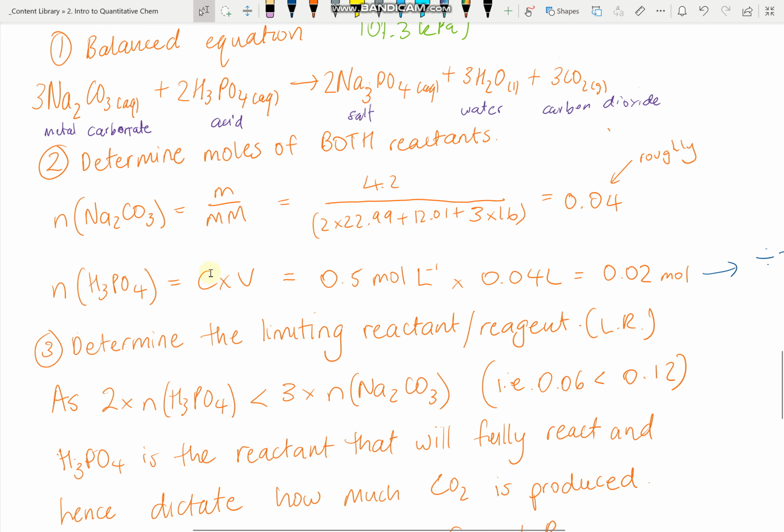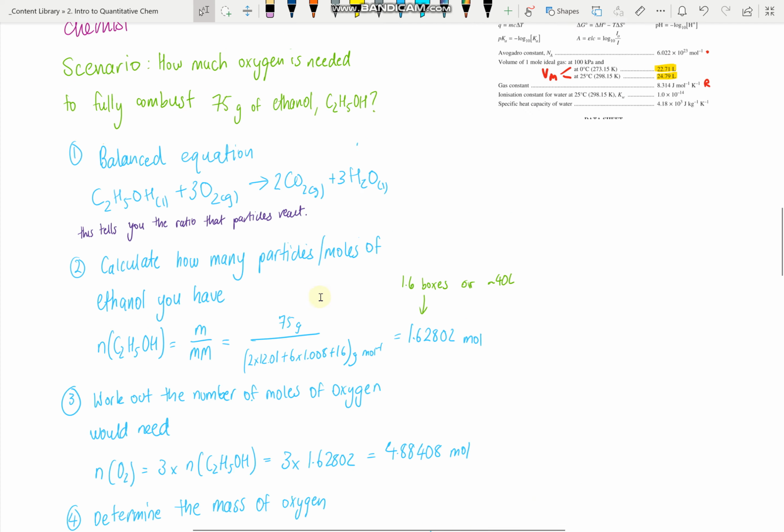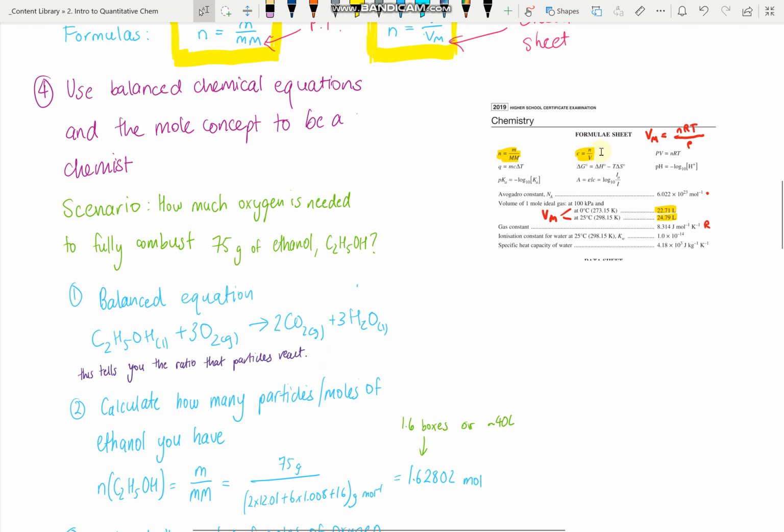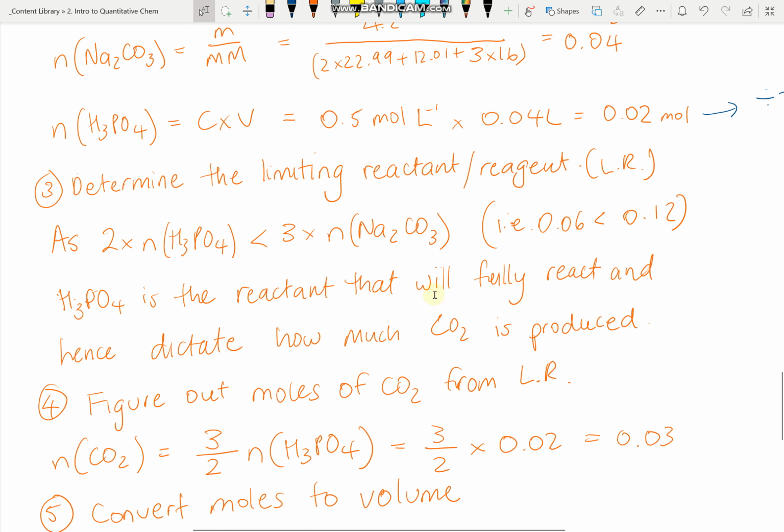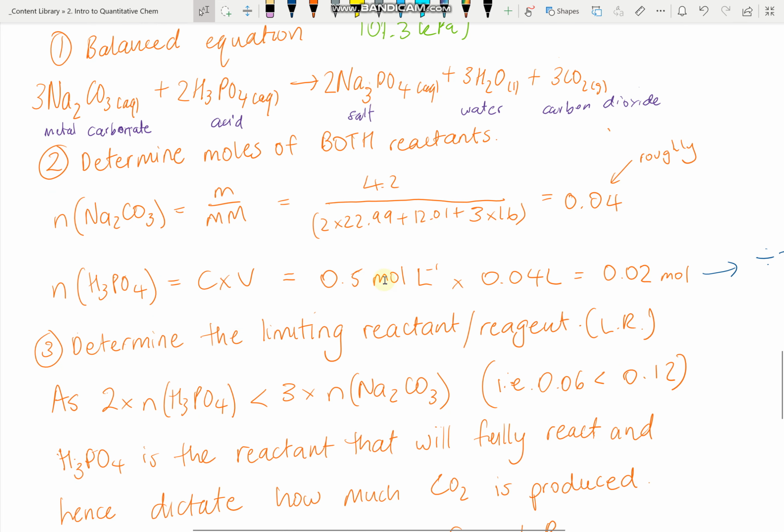Phosphoric acid, I used a different formula. This is concentration times volume. This is a rearrangement of this formula actually up here. Concentration equals the number of moles divided by volume, the number of particles you have per volume. It's very similar to density. And you know, my concentration, I have 0.5 moles per liter. So if I only have 40 mils or 0.04 liters, I would only have this many particles, 0.02. You'll see I have half the amount of particles as phosphate, so phosphoric acid.